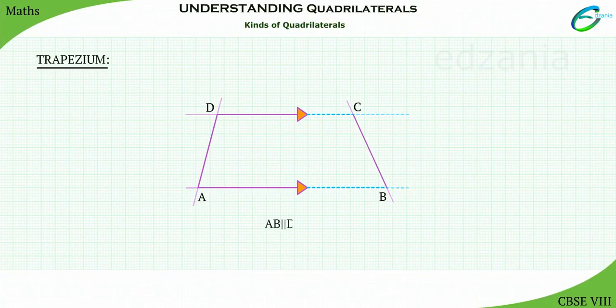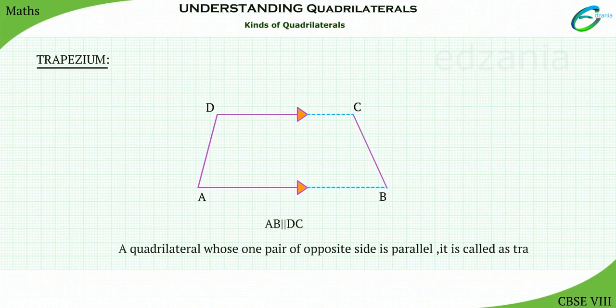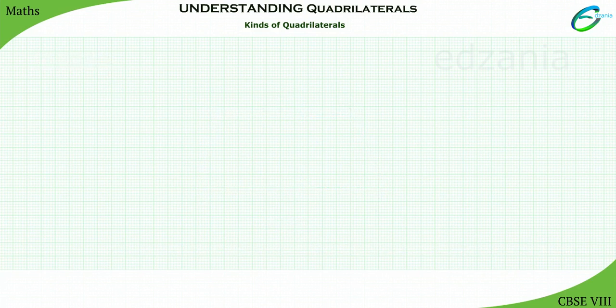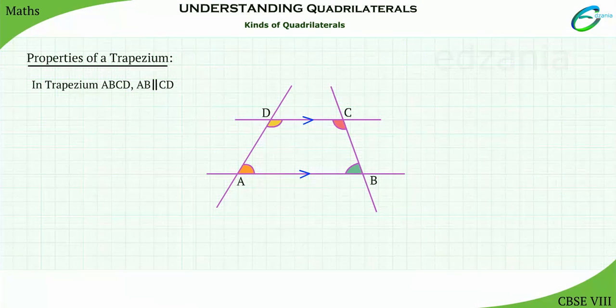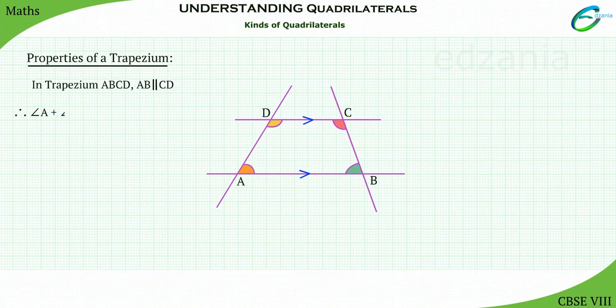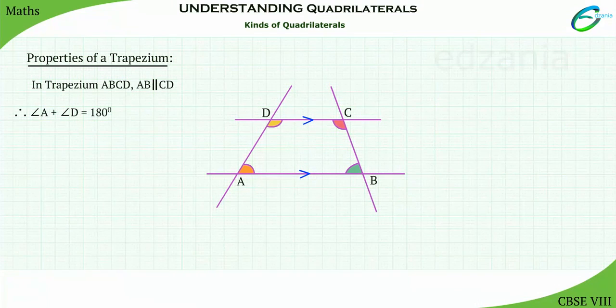AB is parallel to DC. In a quadrilateral, if a pair of opposite sides are parallel, it is called a trapezium. We know that AD is a transversal. AB is parallel to DC. Angle ADC and angle BAD are a pair of co-interior angles. What should be the sum of co-interior angles? 180 degrees. Therefore, angle A plus angle D is equal to 180 degrees.